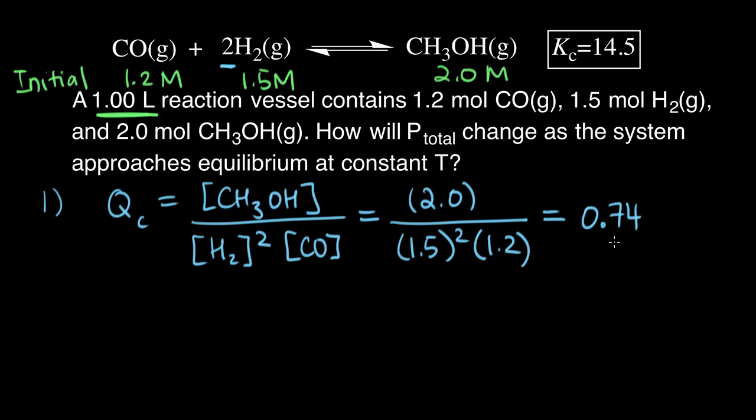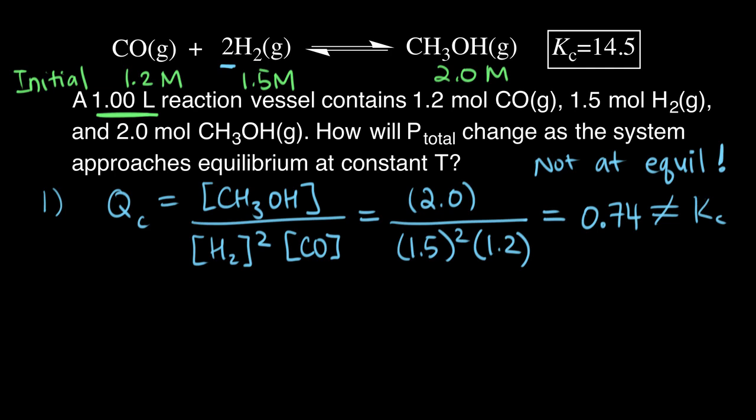So this tells us, first of all, we know that Q is not equal to Kc. So that means we are not at equilibrium. Not at equilibrium. Which means that our pressures are indeed going to change because the system is going to try to reach equilibrium.